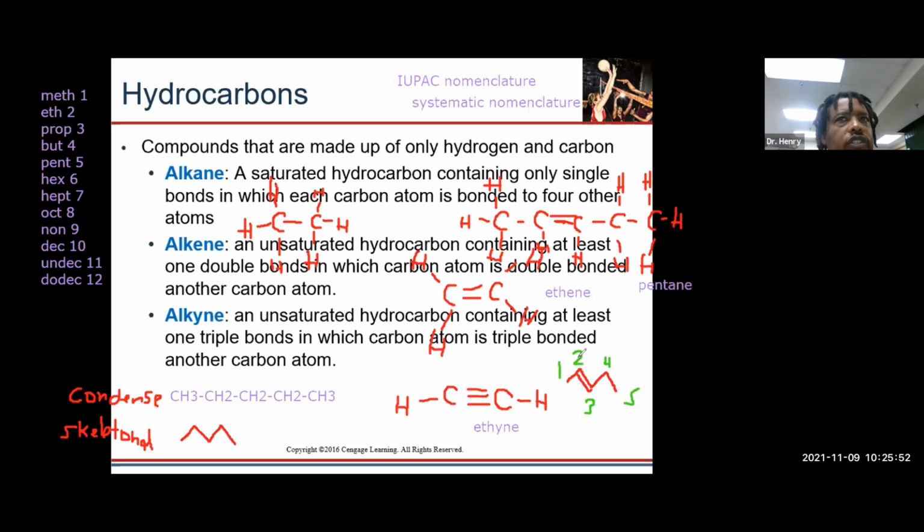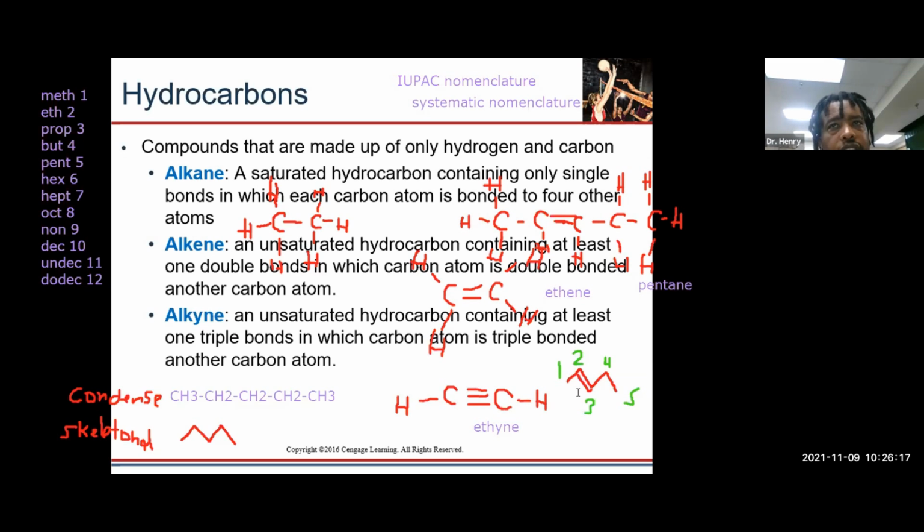We know that the double bond starts at the second carbon in this case, right? And we want to try to give it the lowest number because we can count from the other side. We could say that this was 1, 2, 3. But if we did that, that number would be a 3 instead of a 2. We want to try to give that double bond the lowest number possible. Okay, so we would name this guy.